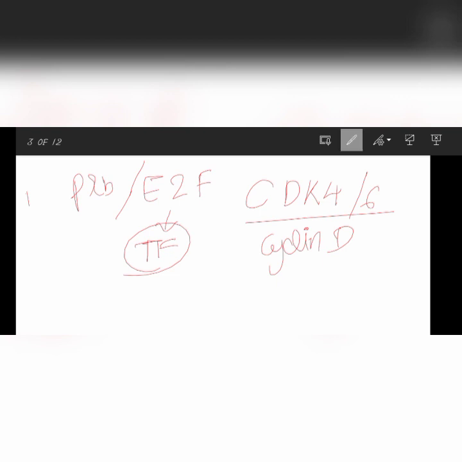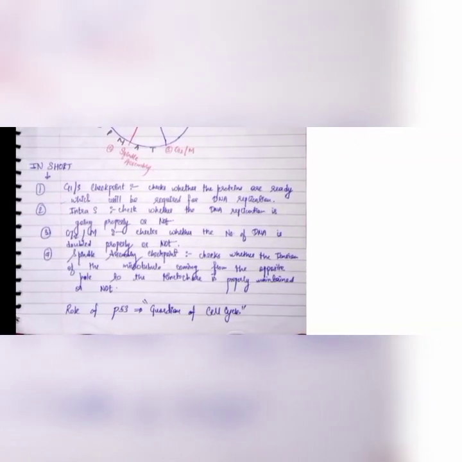Right. Now we will talk a little about the intra-S checkpoint. What the G1/S checkpoint did was check whether the proteins are ready for the replication or not. Now, replication is ongoing in the S phase, right? Now, it will check whether the DNA replication is going properly or not. The G1/S checkpoint checks whether all the proteins required for the DNA replication are ready or not. Then the intra-S checkpoint checks whether that process, that is the replication, is going properly or not. Now, what are the factors involved in the intra-S checkpoint?